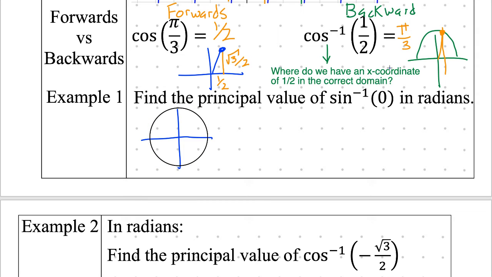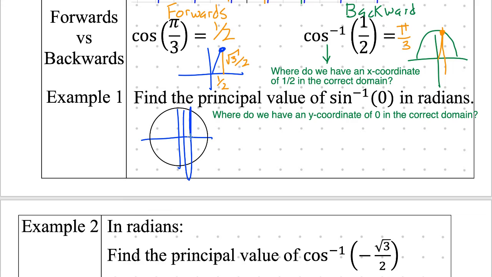There's our unit circle. And 0 for sine means, and I'll type out our question again. This is asking, where do we have a, and then I'll change this to y coordinate. Y coordinate of, and then it's asking for 0 in the correct domain. So I can probably just make this come out that way. There, perfect.